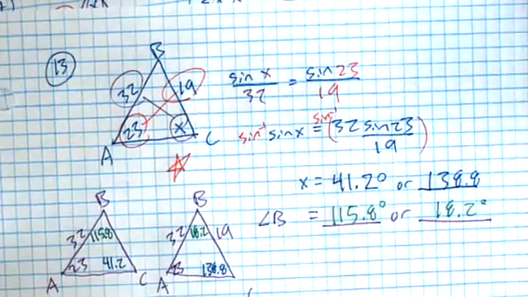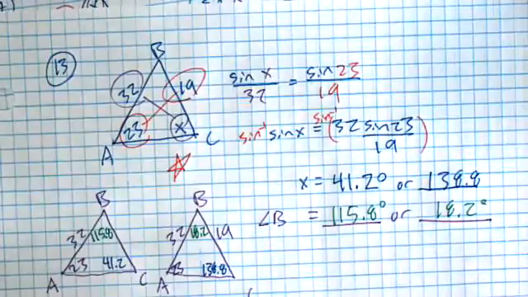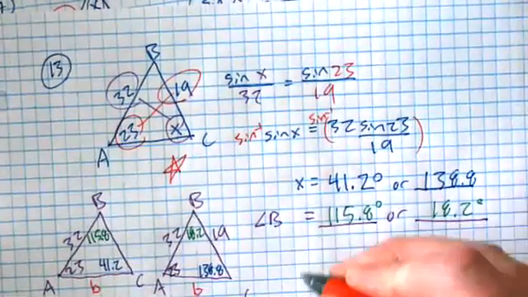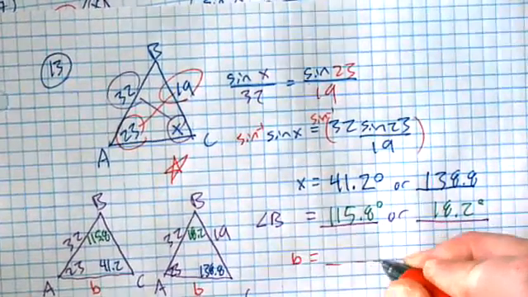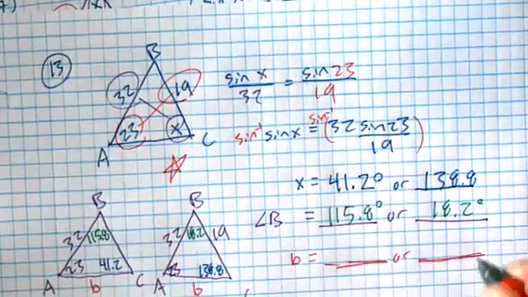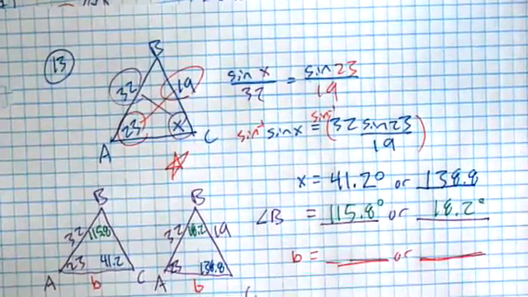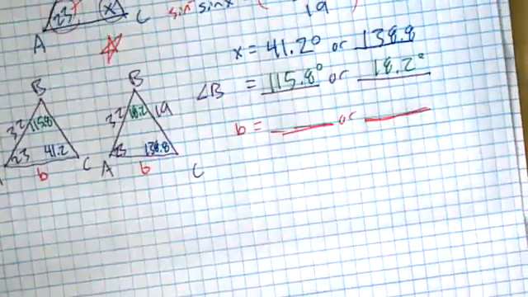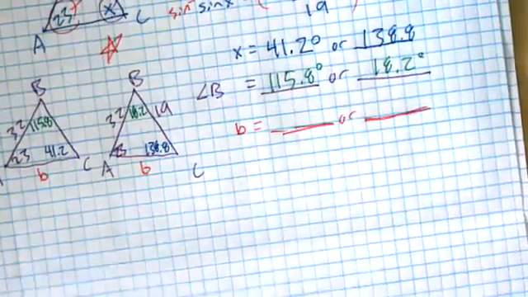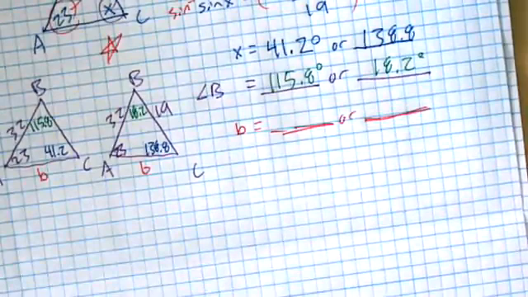Last thing, you ready? Could you also find for me two answers for side B? Now this is going to take a little bit longer. But you got it. How are we going to do that? We're going to have to do law of sines again to solve for those two sides. And we're going to have to do it twice. Now it's going to look very similar to itself, but we're going to have to do it twice.